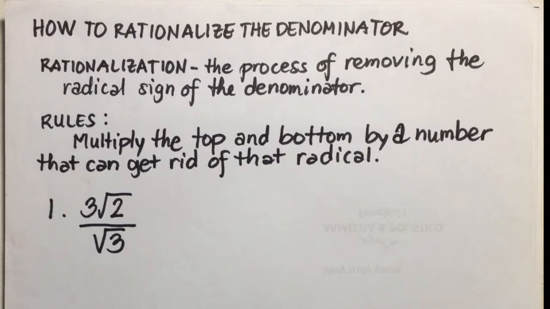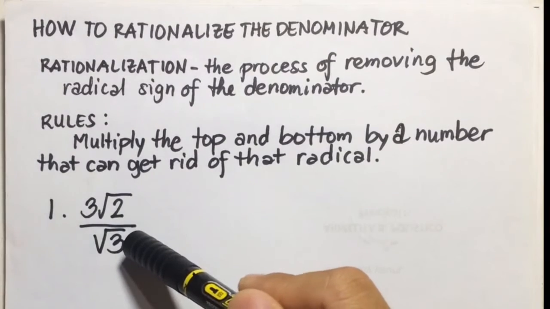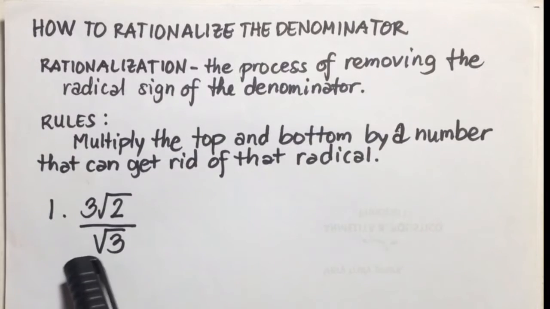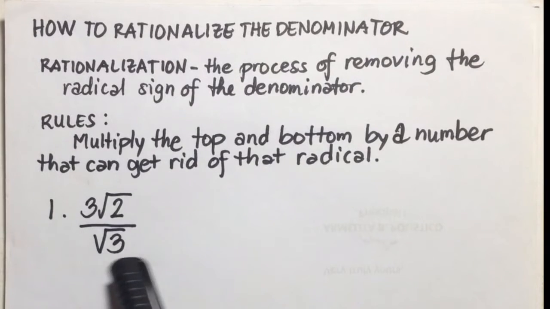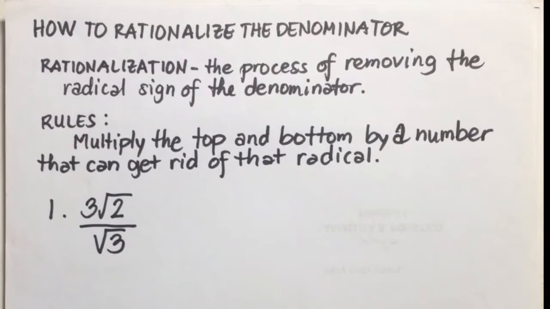So rationalization is the process of removing the radical sign from the denominator. We can also apply this when we divide radicals. The rule is we multiply the top and bottom by a number that can get rid of that radical, so that the denominator is free from radicals. Number 1: 3 times the square root of 2 divided by the square root of 3.